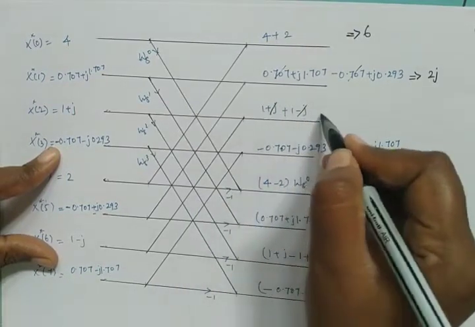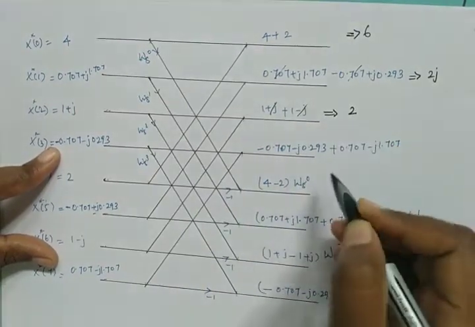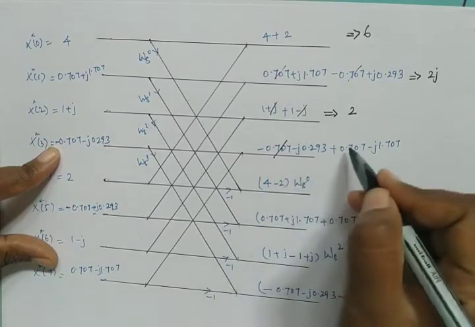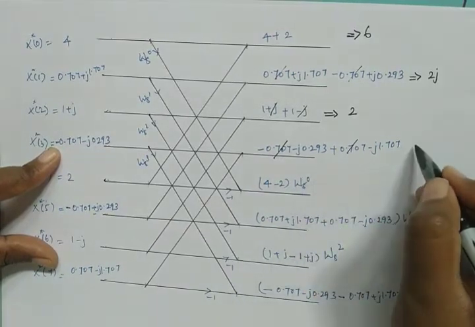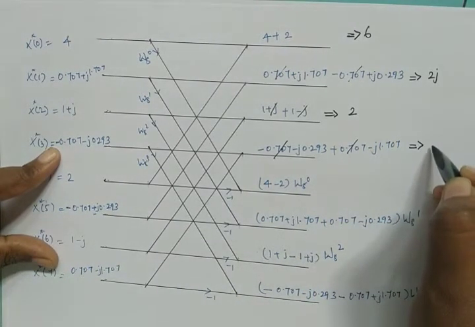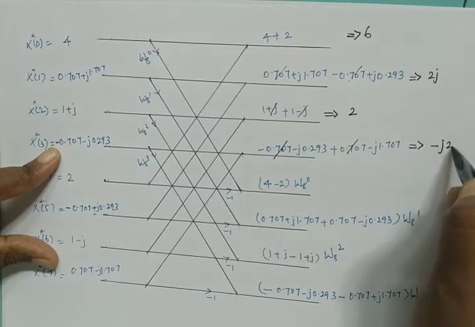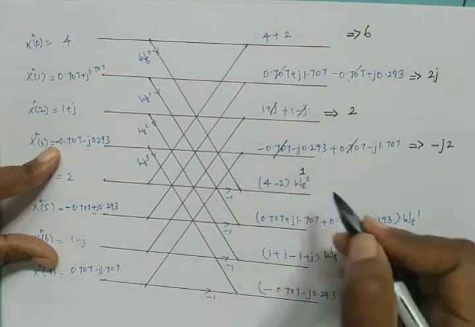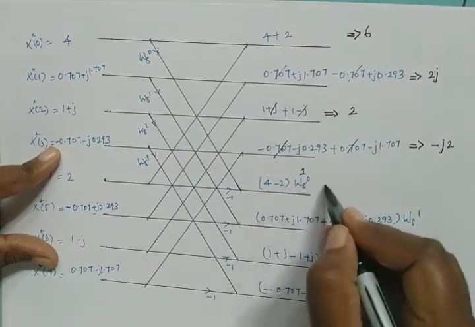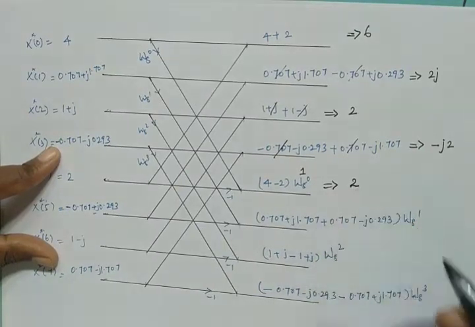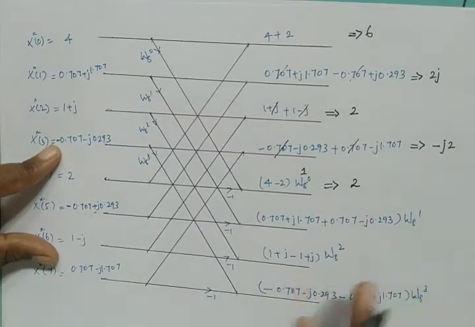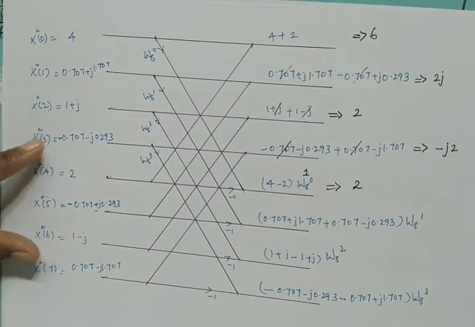Because previously we did the same thing: minus j plus j, so here we will get 2. And here we have minus 0.707 plus 0.707, so which is equal to here minus j2. And here W8 power 0 is 1. So 4 minus 2 into 1 is 2. And here what we have to do is W8 power 1. We have to multiply with that value.